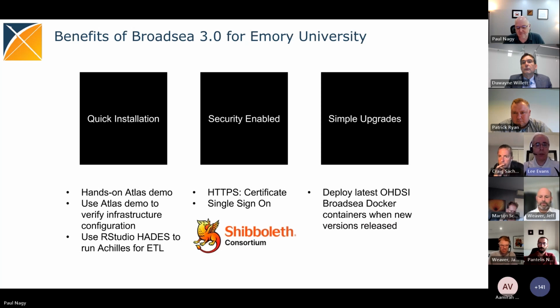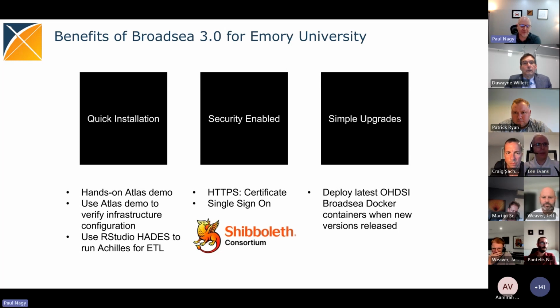And so a quick installation, security enabled. There are a lot of authentication methods with Atlas. We were able to use certificates. We were able to set up single sign-on with our enterprise solution. Really great to be able to log straight into Atlas with no hassle of passwords and things. And then lastly, we have the ability to do simple upgrades. So whenever there's a new release of Atlas, you can download the new release of the Docker container.